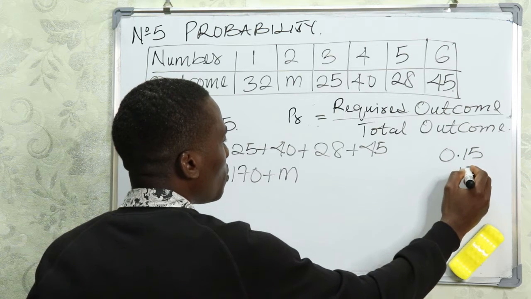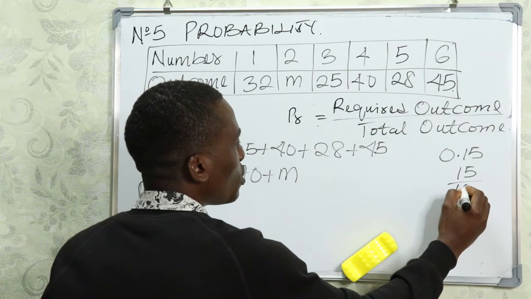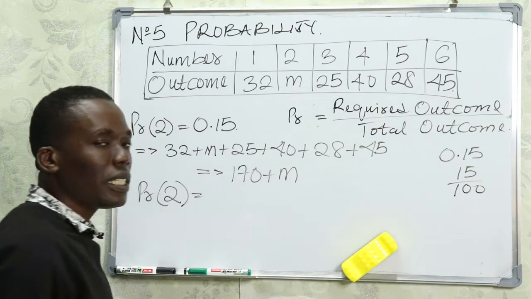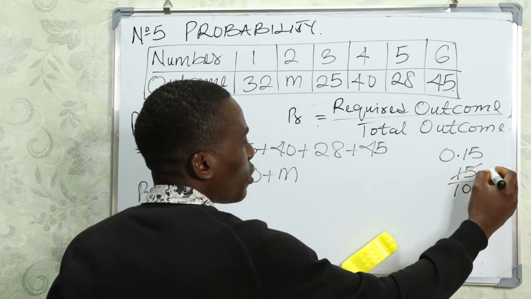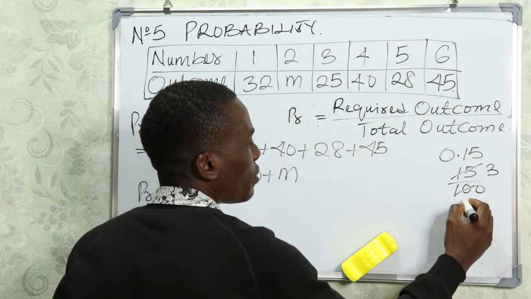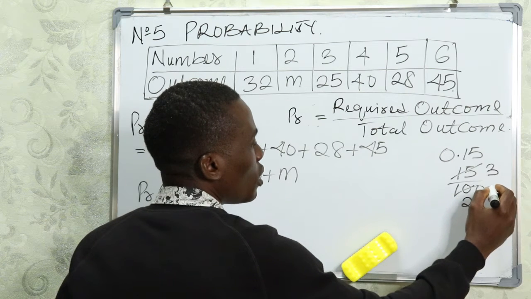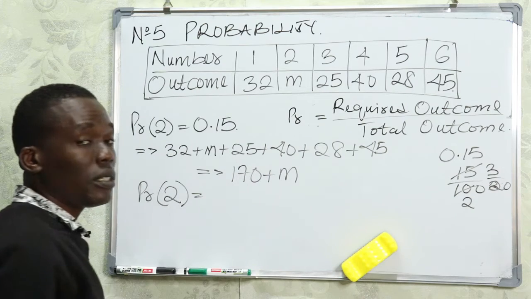0.15, I remember, if we convert it to a fraction, this will be what? Divided by what? This divided by 5 will give us 3. This divided by 5 will give us what? 2. So this will be 3 over what? 20, right?